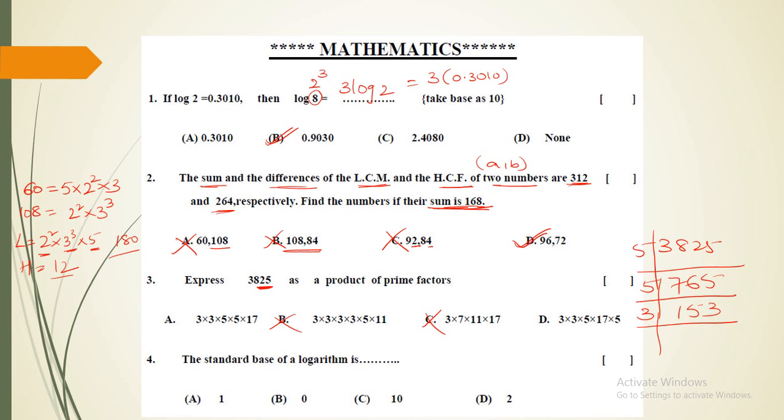With 3, if I divide, this becomes 51. Again with 3 if I divide, this becomes 17. So 2 fives, 2 threes and 17. There is a mistake with option D, because both the options are the same, so any one answer is my correct answer. Always choose the first one.